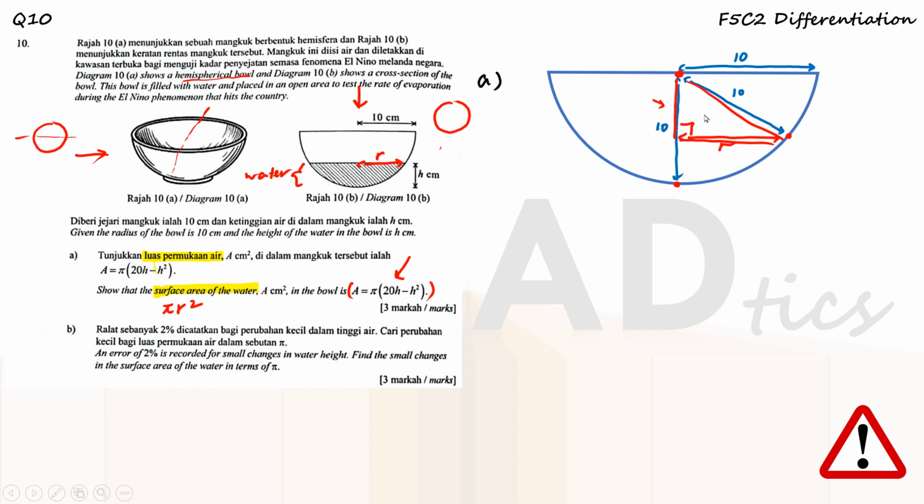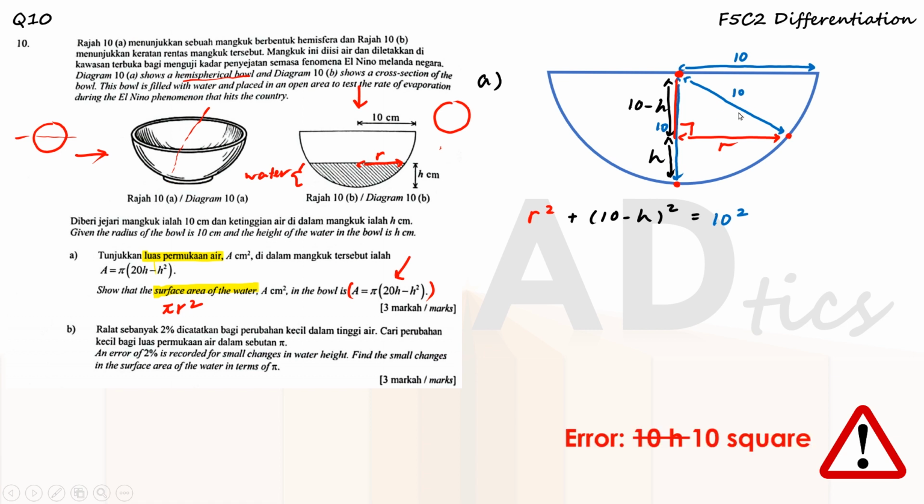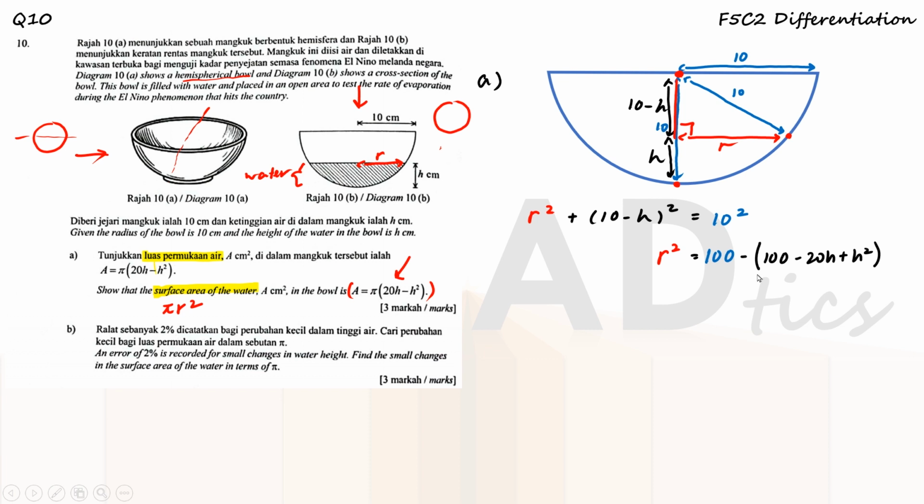Now what we need to do is to find the length of this line. Here is h, so this means here is 10 minus h. I clear a bit for a while. Now I will use the Pythagoras theorem. So here will be r squared plus (10 minus h) squared equals 10 squared. Now I move everything which is not r to the right side. I further simplify and I will get r squared equals 20h minus h squared.